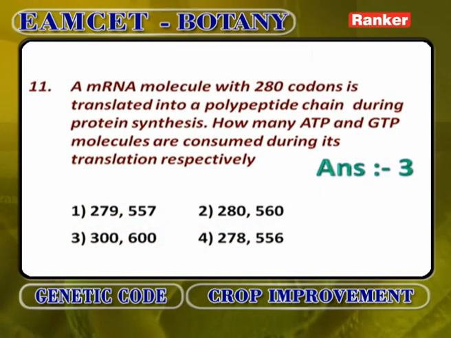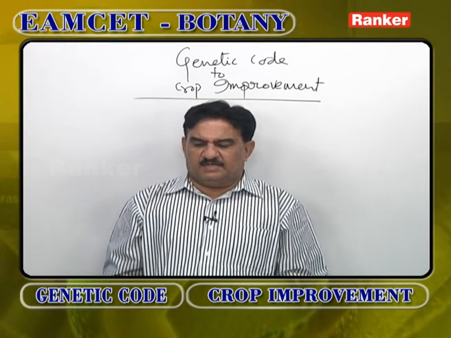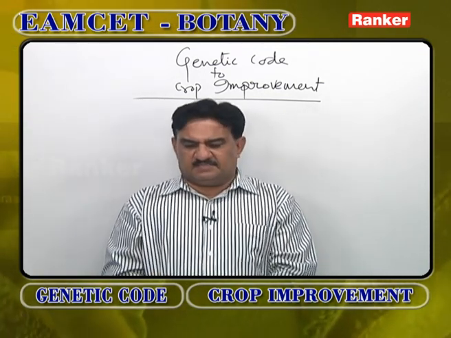Third one. An mRNA molecule with 280 codons is translated into a polypeptide chain during protein synthesis. How many ATP and GTP molecules are consumed during its translation? 280 codons means 280 amino acids. 280 amino acids means 280 ATP. All the amino acids will take ATP.